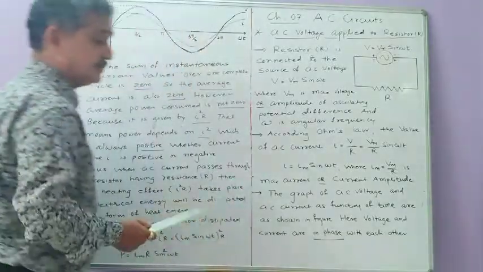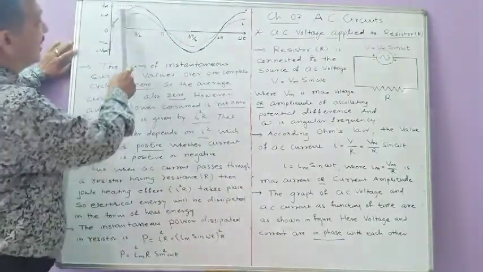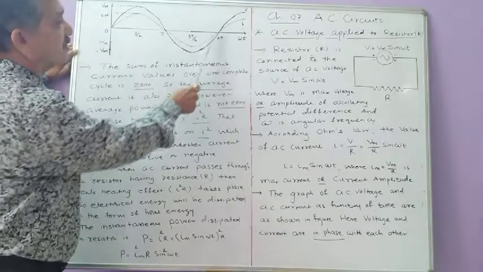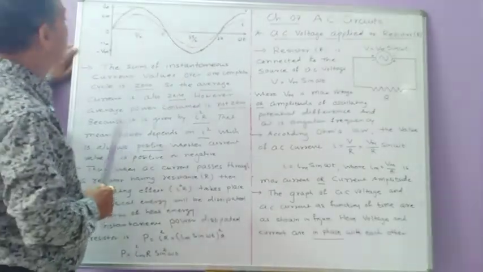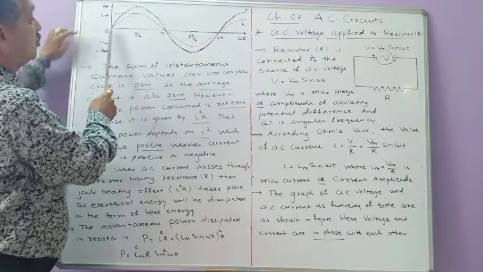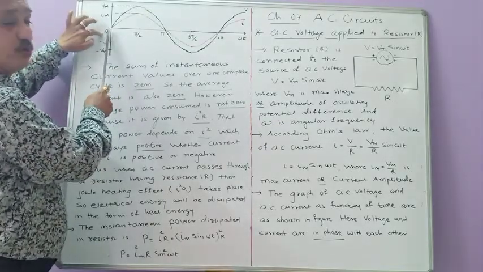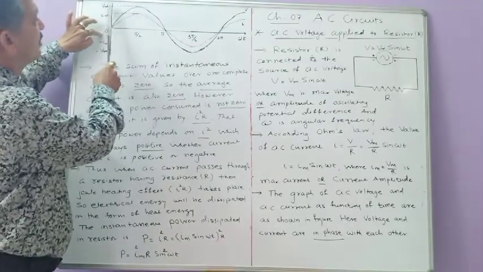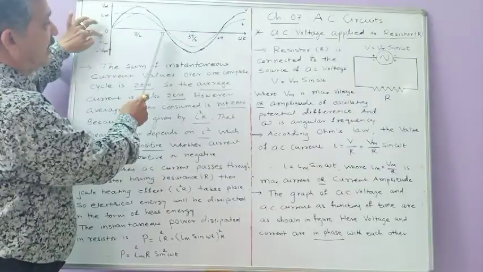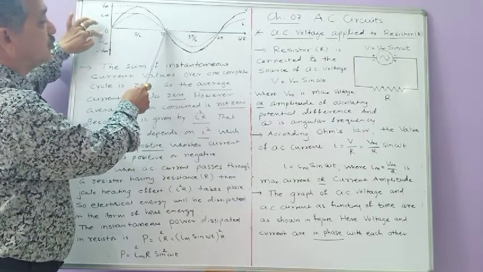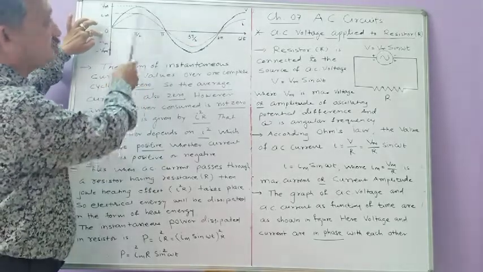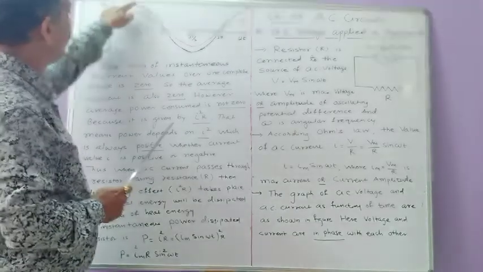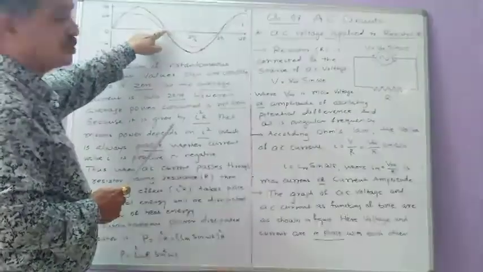Now here, what is happening? According to this graph, this black line indicates the graph of AC voltage versus time, and this red line indicates the graph of AC current with time. So here, look carefully, when the value of voltage is 0, the value of current is also 0. At an angle omega t equal to pi by 2, voltage becomes maximum and current becomes maximum. At an angle omega t equal to pi, current becomes 0 and voltage becomes 0. That means both go on changing simultaneously in such a way that when voltage is maximum, current is maximum, and when voltage is 0, current is 0.